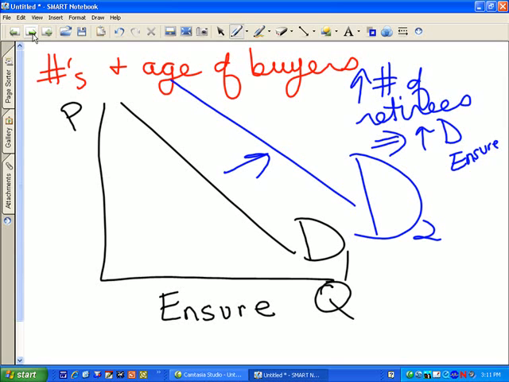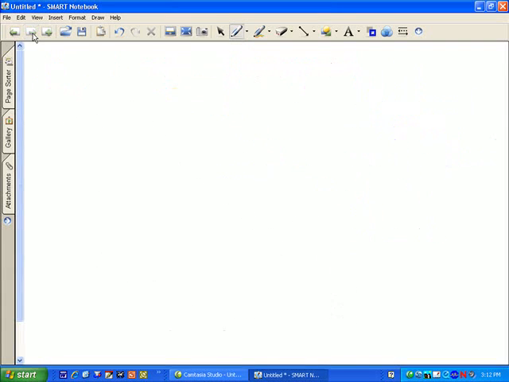Well, why are they so interested in this? Why do we have to watch all these advertisements? Well, realize they're trying to attract this large group of buyers, these people that are age 50 and older. And so as the number of that age goes up, the demand for those products goes up. Okay? So numbers and age of buyers affects demand. Expectations about the future.